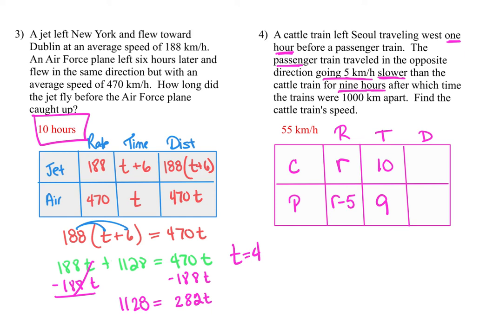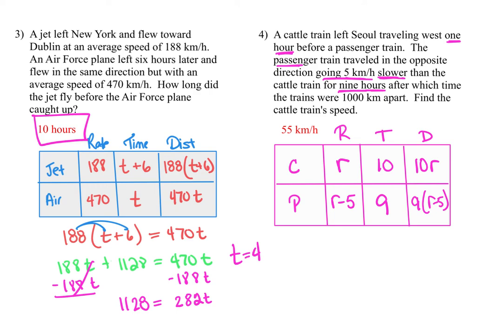And then we have the same setup. We're going to multiply across. So we have R times 10. That's going to be 10R. 9 times R minus 5. Now the difference here between this one and the ones that we've been doing is these are opposite directions. They do not equal each other, okay? They're going different times and different speeds.